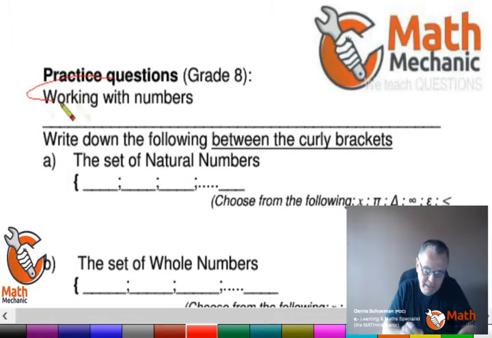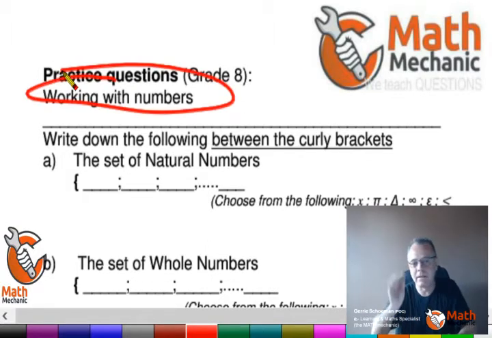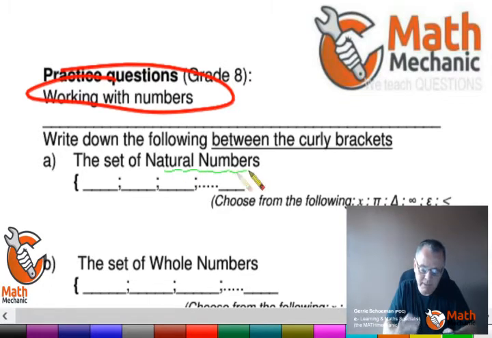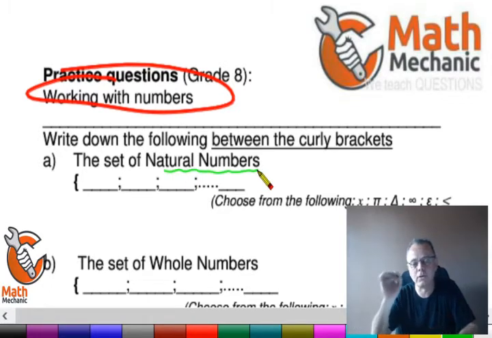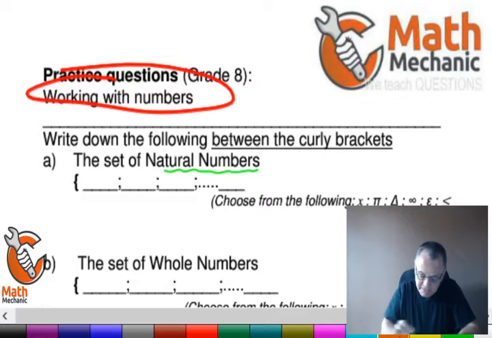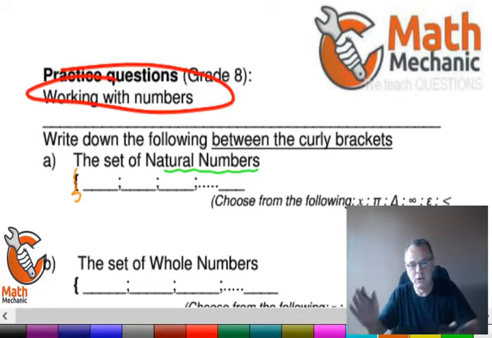So when we are looking at this worksheet, we are working with numbers. We are specifically looking at your knowledge of the various number systems. So then looking at, for instance, the first one, where they say write down the set of natural numbers. You need to look at the fact that it starts with a curly bracket and it closes at the end with a curly bracket. And you need to fill in the numbers inside those two brackets.